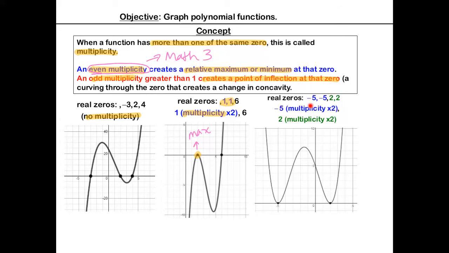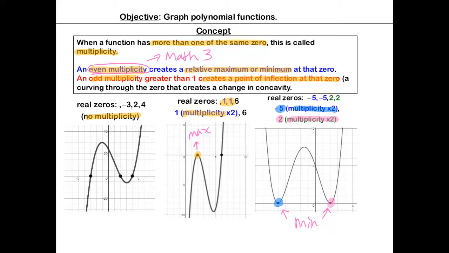You could have two of them having multiplicity, so I can see the first one has multiplicity times 2 at the negative 5. And then I also have multiplicity times 2 at the positive 2. And then notice it bounces off of both of them, and that creates two minimums here, because of the end behavior, they created minimums.